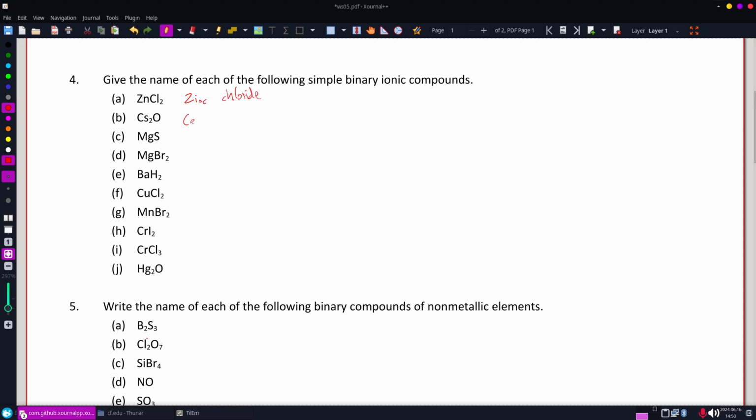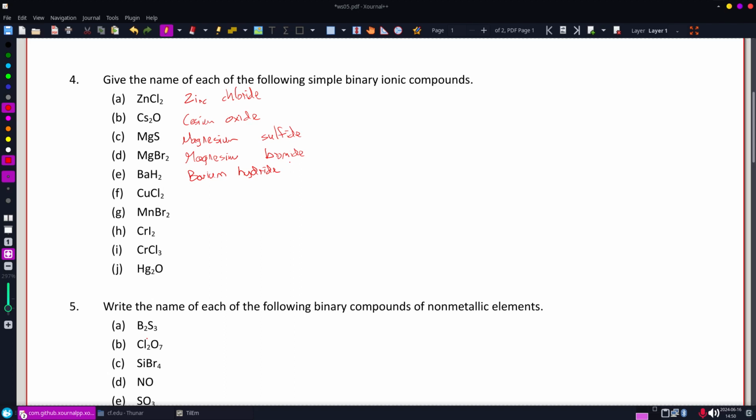The next one is cesium oxide. And we have two magnesiums. Got magnesium sulfide and magnesium bromide. And barium hydride. Now, since all of those were fixed charges, don't have to actually use any Roman numerals to tell the charge of the metal.